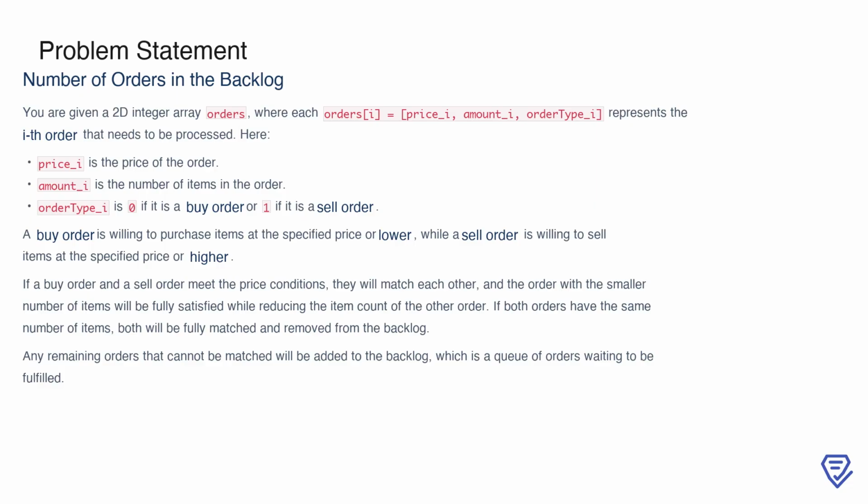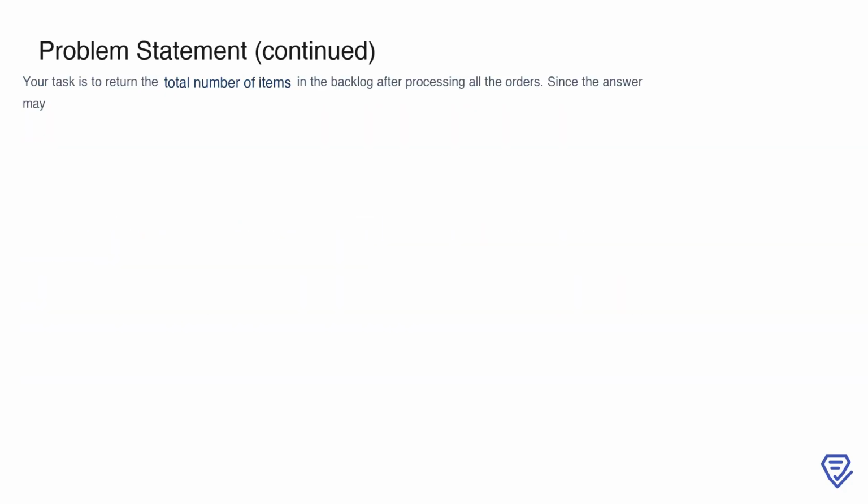Buy orders aim to purchase items at the specified price or lower, while sell orders aim to sell items at the specified price or higher. If both orders have the same item count, they completely cancel each other out. Any unmatched orders are added to a backlog, which holds orders awaiting fulfillment. The goal is to determine the total number of items remaining in the backlog once all orders have been processed. Whenever a buy order and a sell order satisfy these conditions, they match, and the smaller order is fully processed, reducing the item count of the larger order.